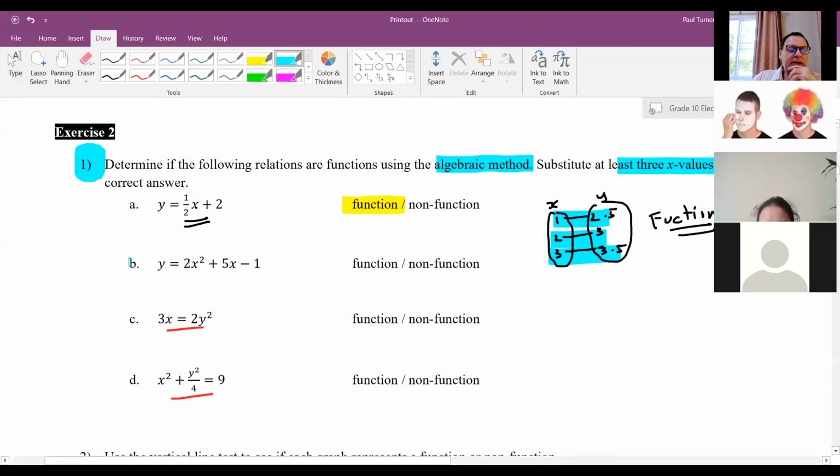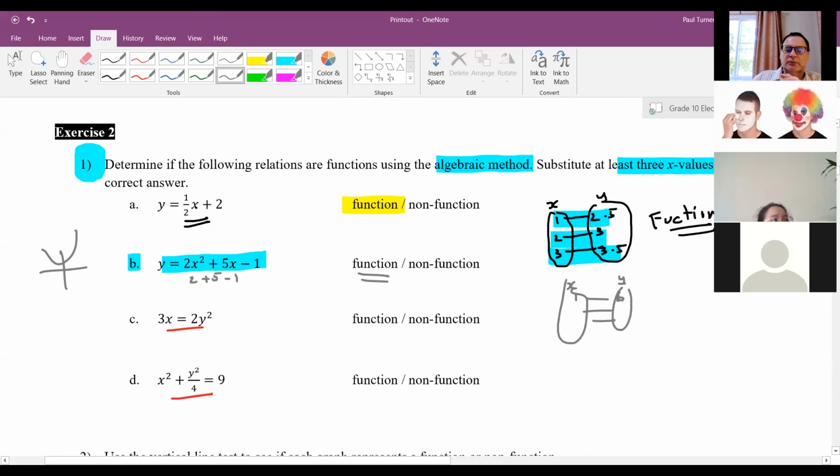So in question B, this is a quadratic. You should recognize that being a quadratic. So we know that goes something like this. So we know this will be a function. It's got to be a function. So if you let x is 1 and you put 1 in here, you'll get 2 plus 5 minus 1. You'll get 6. So there's no other possible number you can get when you use x equals 1. And we'll do that 3 times and you'll get 3 different numbers here.